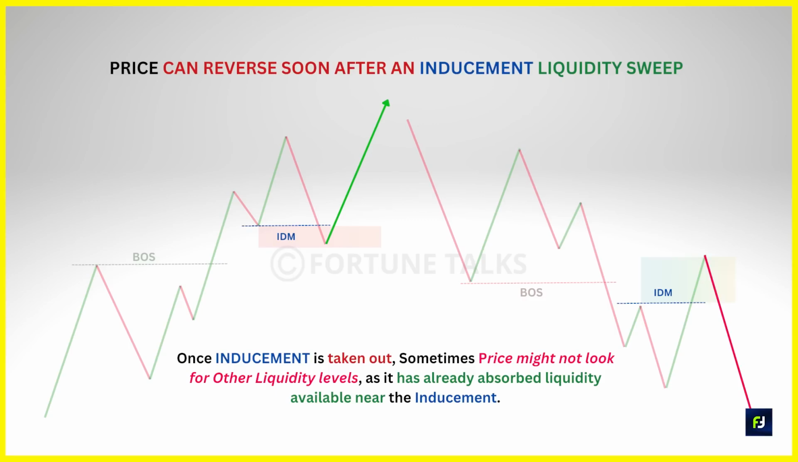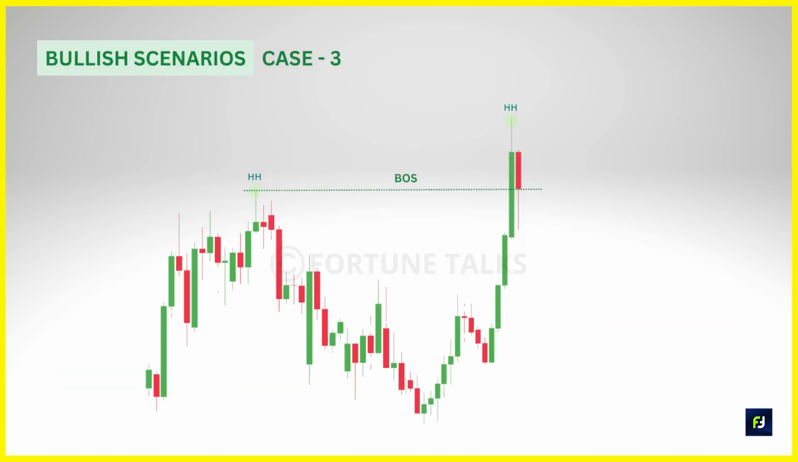Because once the price has swept the liquidity associated with an inducement level, there are good chances that the price can reverse without testing any price of interest or supply or demand zones. I hope things are making sense. Now look at this third example. Where is the inducement in this case?